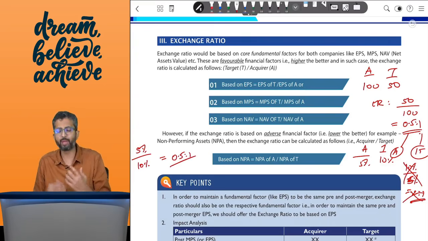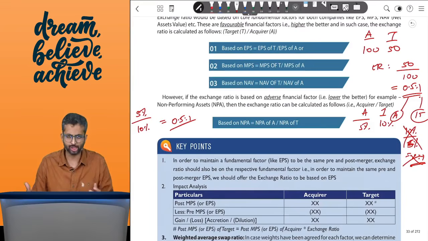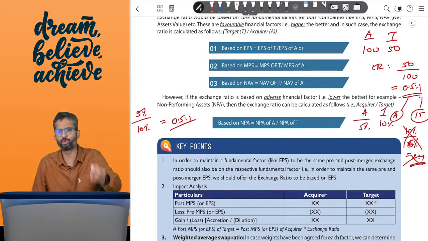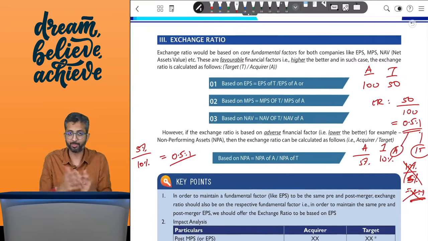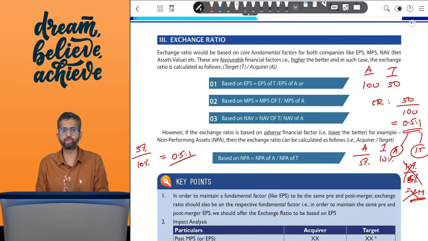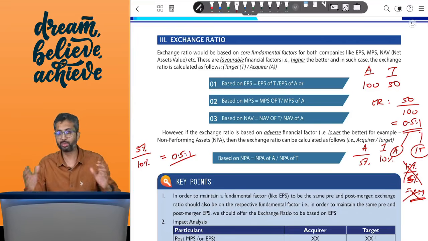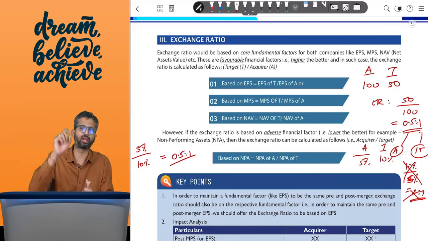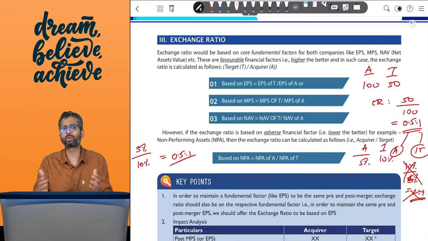This is quite important and particularly useful in sums where you are asked to calculate a weighted average swap ratio. You will be given 4 or 5 factors, because here we are assuming that the exchange ratio is based on one factor only, maybe EPS, maybe market price, maybe BVPS. In practice, there might be different factors, and hence you will look at all of these factors and then assign weights to each of them. While doing so, most of them will be favorable, some of them will be adverse. So for favorable factors, it is target by acquirer, for adverse factors, it is acquirer by target, and based on that, you will calculate what is called a weighted average swap ratio based on the weights and then get your swap ratio for the purpose of your calculation.